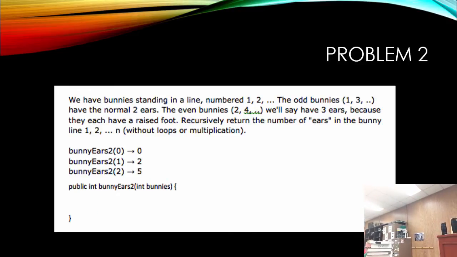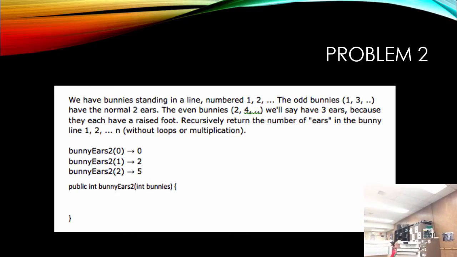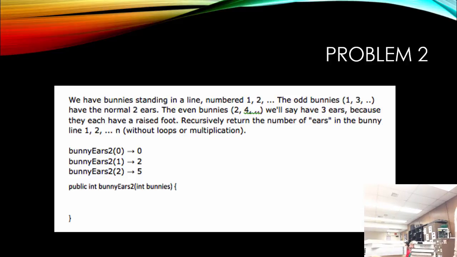Hey, this one's a bunny one. It's building on our bunnies. But these bunnies are mutant bunnies. Okay? We have bunnies standing in a line numbered 1, 2, and the odd bunnies have the normal ears, and the even bunnies have 3 ears. Oh my God. Okay? Because they each have a raised foot. Well, let's say they're mutants. Recursively return the number of ears in the bunny.